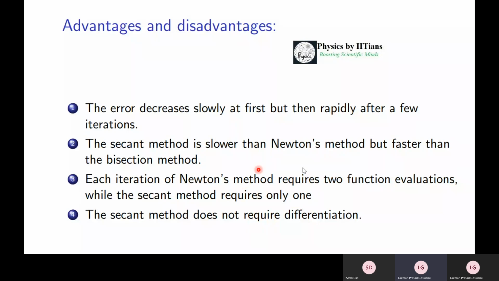The secant method requires 2 function evaluations, while the Newton method requires only a single function evaluation. But the Newton method requires a differentiation, and there is no need for differentiation in the secant method. So this is the comparison between the Newton-Raphson method and the secant method. So this is all for today's video.